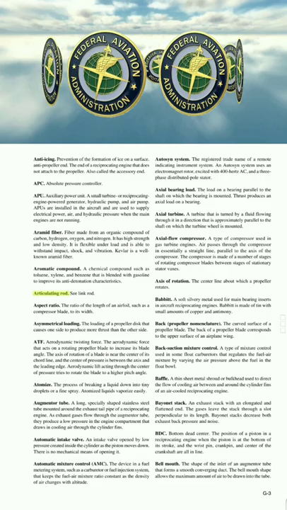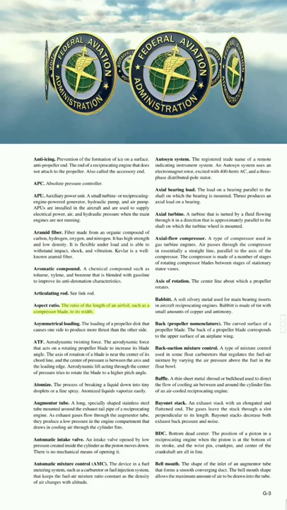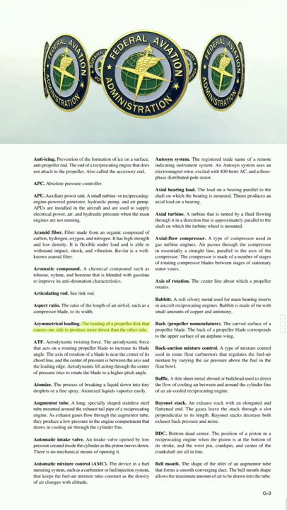Articulating rod. Also called a link rod. Aspect ratio. The ratio of the length of an airfoil, such as a compressor blade, to its width. Asymmetrical loading. The loading of a propeller disc that causes one side to produce more thrust than the other side.